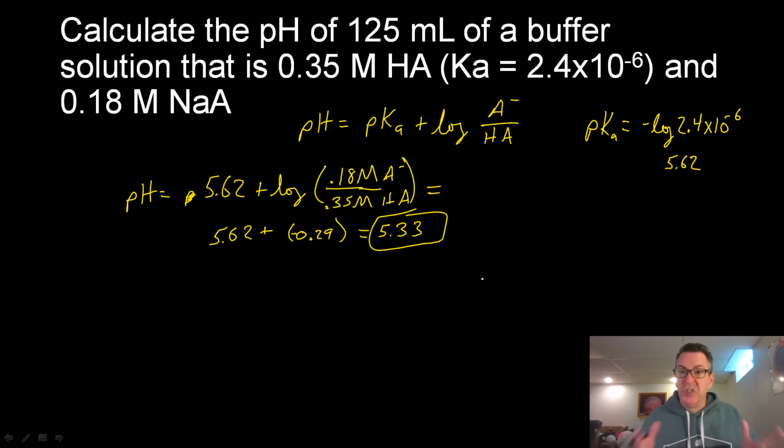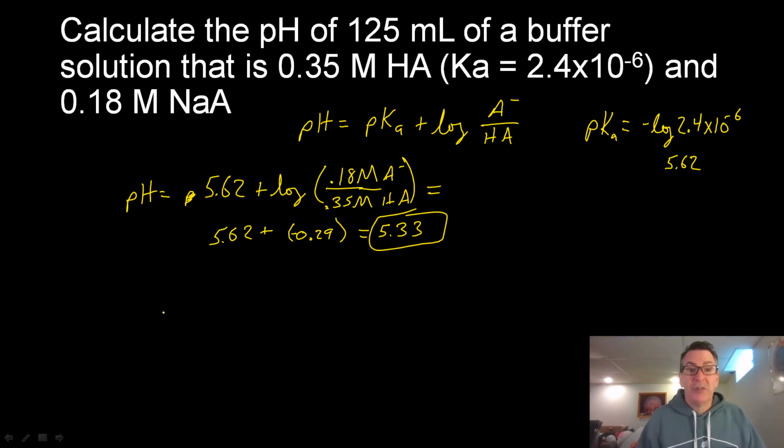It's super easy. If it's just a buffer by itself, then you just need those three things. You need the pKa, your amount of acid, and the amount of conjugate base. What makes it a buffer? It's got to be a weak acid and its conjugate base, or it could be a weak base and its conjugate acid as well, right? Both of those will make buffers.